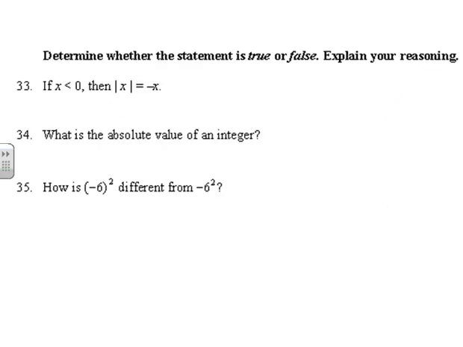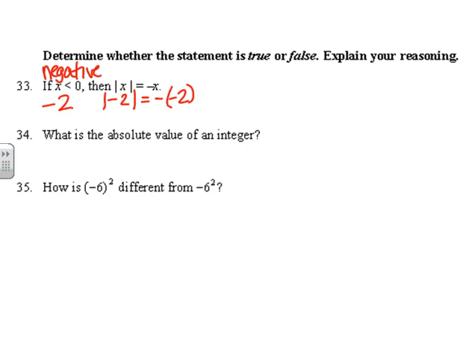Number 33, this says if x is less than 0, that means if x is negative, then the absolute value of x is equal to -x. So let's just pick a number that's negative. Let's say we pick -2. We're going to substitute that in and do the absolute value of -2 and see if that's equal to -2.